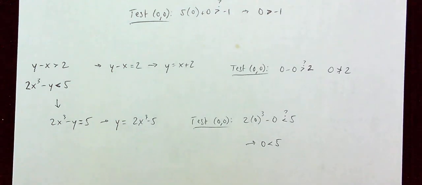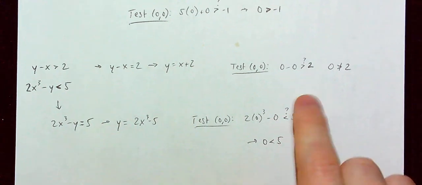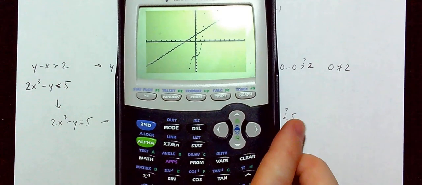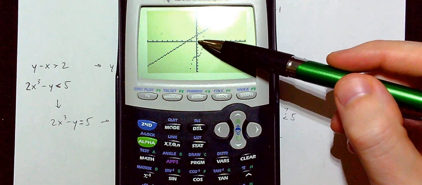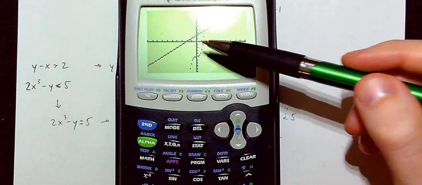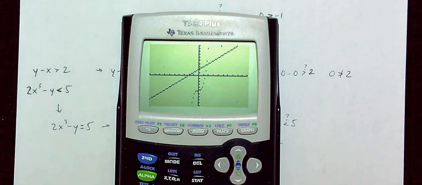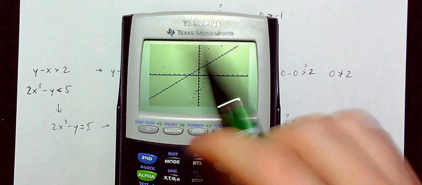Let's take some points, test them in each, and see if it makes it true or not. So I took the point (0, 0). It doesn't lie on this line. I tested it, and it makes the inequality not true. So when it comes to shading for this line, (0, 0) lies underneath it, so I want to shade the part of this plane that does not contain (0, 0). In other words, I want to shade everything above this line.